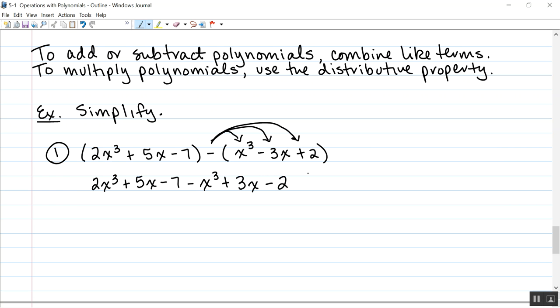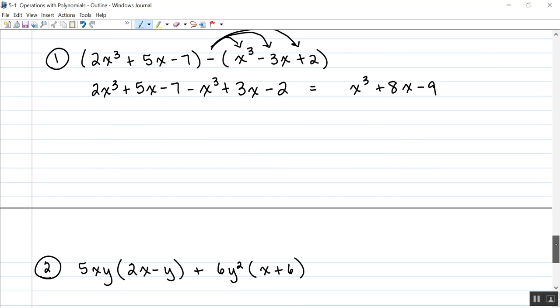Now it's just a matter of simply combining like terms. So 2x cubed minus x cubed is going to give me a 1x cubed. 5x plus 3x is 8x. And negative 7 minus 2 is a negative 9. Subtraction is a little tricky. Make sure that you subtract each term of the second polynomial.